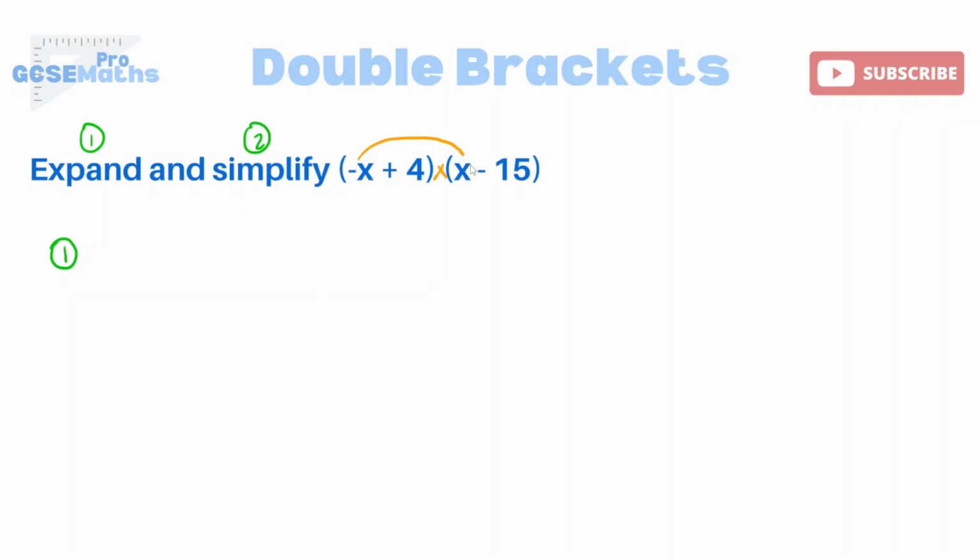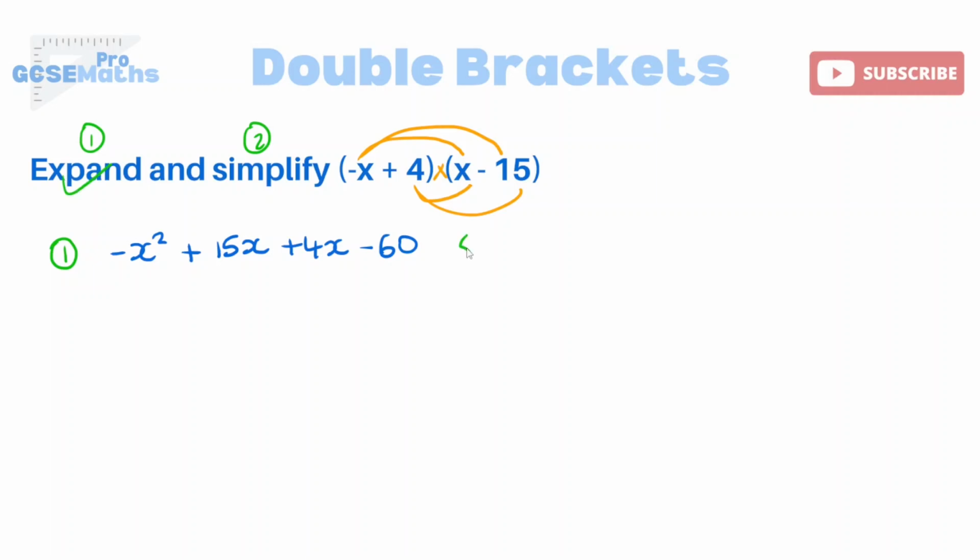So I've got minus x times positive x, which we know will be a minus x squared. Then I've got minus x times minus 15. So 2 negatives make a positive, and then x and 15 would make 15x. Then I'm going to move down and look at the second term of the first bracket, which is 4. This one's positive. So positive 4 times x is positive 4x. And finally, positive 4 times negative 15. Positive and a negative makes a negative, and 4 times 15 will make 60.